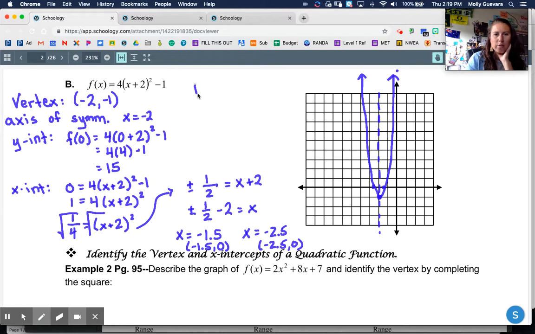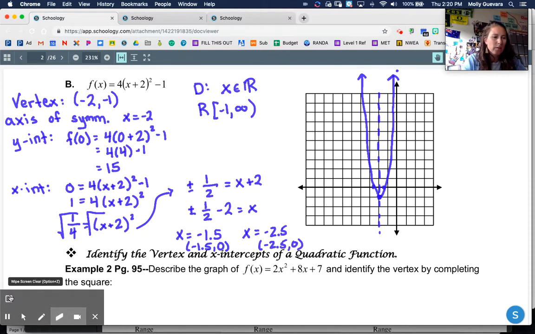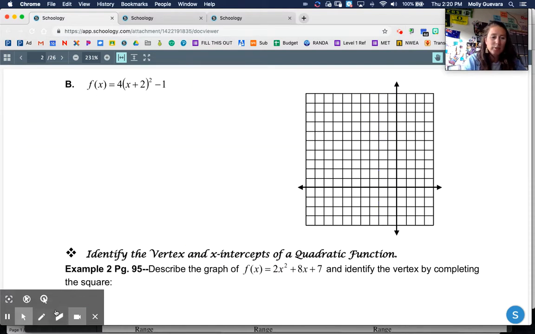Now for the domain. Again, the domain for parabolas is always the set of all real numbers. So I can have anything I want in the domain. And then the range, my lowest value is -1, and my highest value is infinity. So hopefully that's making sense. If not, let's reach out and review some problems like this, okay? And we're going to move on to example 2.